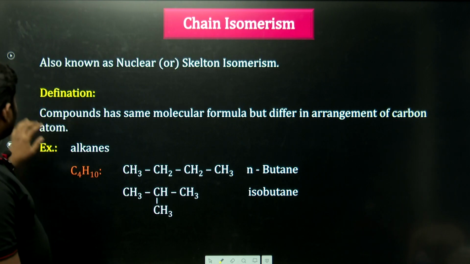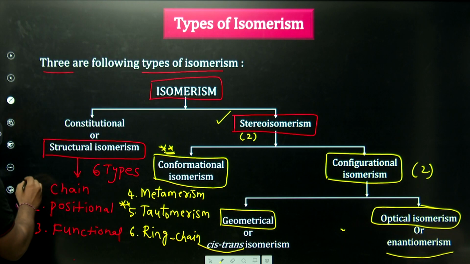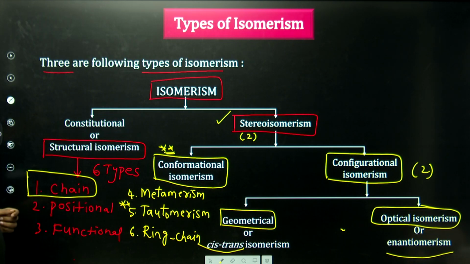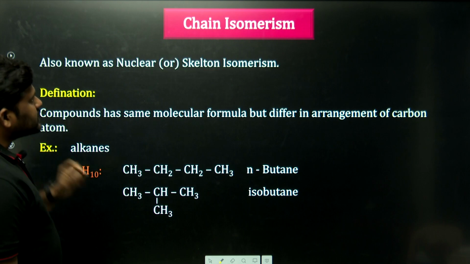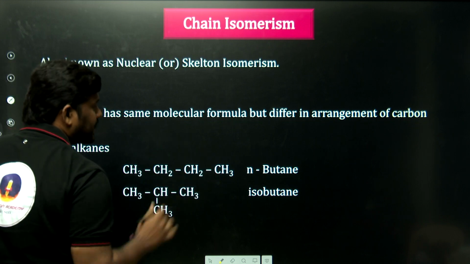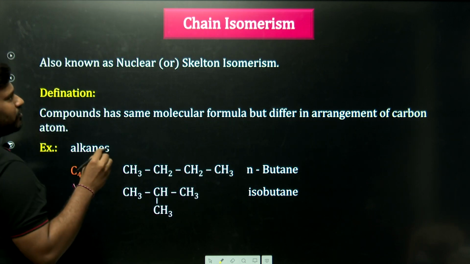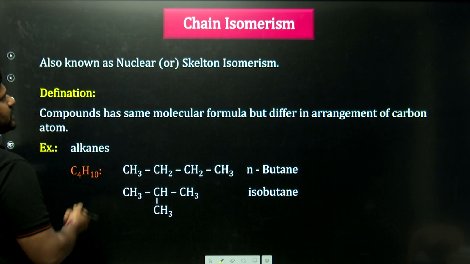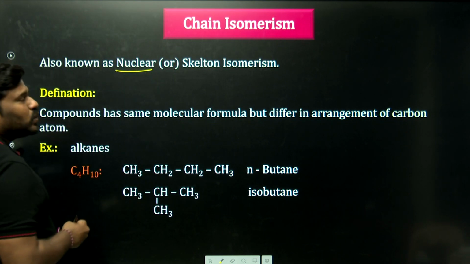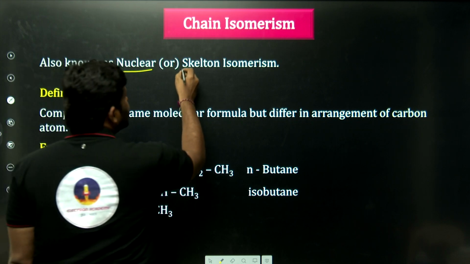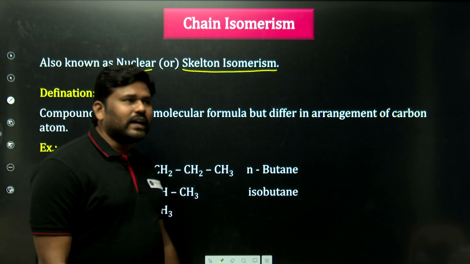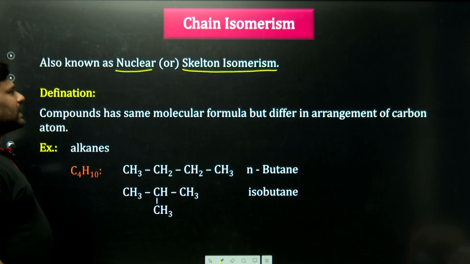Right. So in this first one we are talking about chain isomerism, the first structural isomerism. What is chain isomerism? Very important: sometimes in examination they will give the other names also. Chain isomerism is also known as nuclear isomerism, also known as skeleton isomerism.